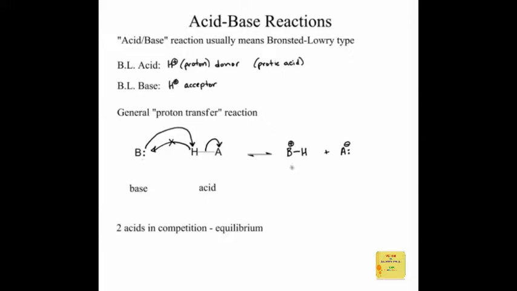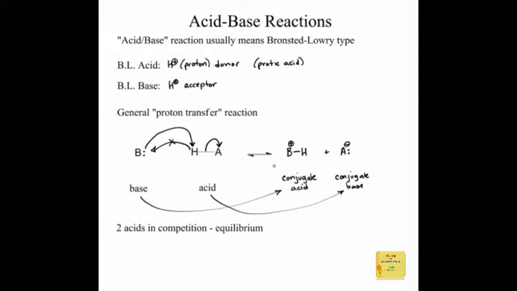After a base has accepted a proton, we call that new structure the conjugate acid of that base. So a base is related to its conjugate acid by protonation. And the structure that remains after an acid has lost its proton is known as the conjugate base of that acid. So an acid is related to its conjugate base by losing a proton or donating a proton. So this is called a proton transfer reaction.